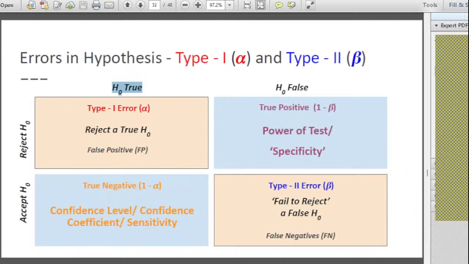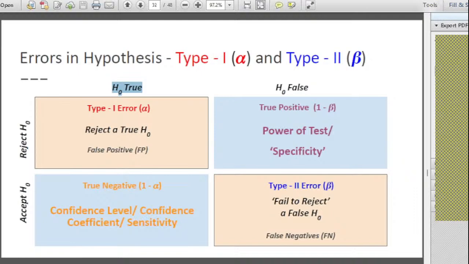If you want to learn it by heart, from an interview perspective, or if you are just appearing for any test or you want to test yourself, this is a very, very important slide. Type 1 error is rejecting a true null hypothesis, and of course going with the change. Clear?